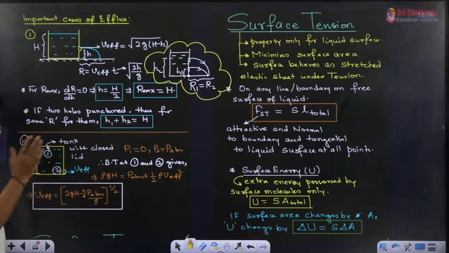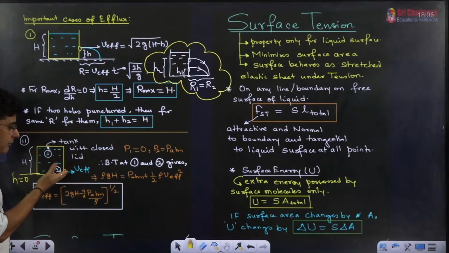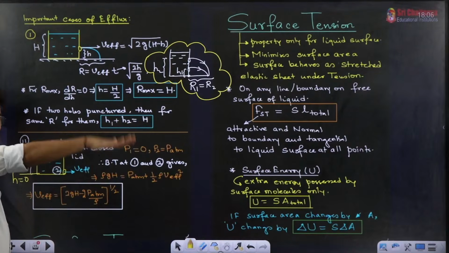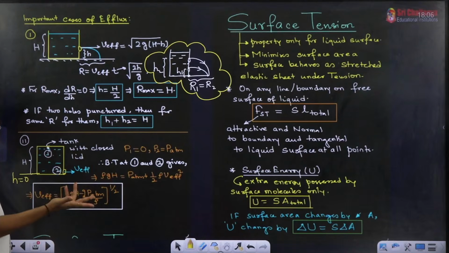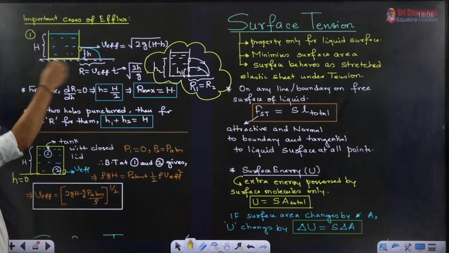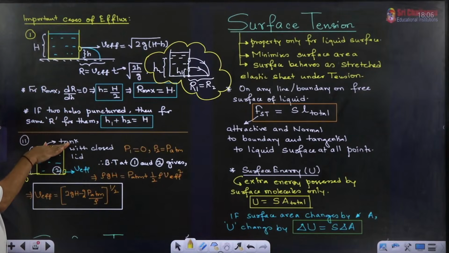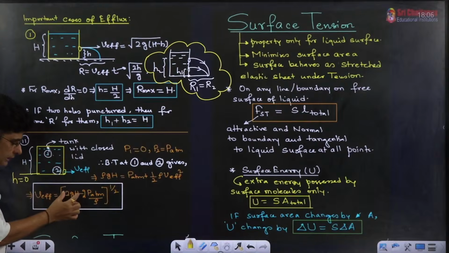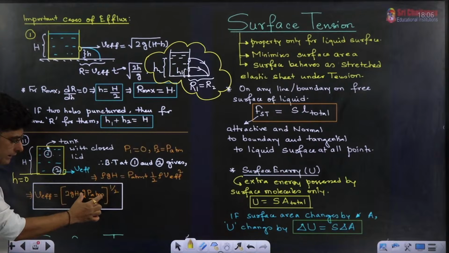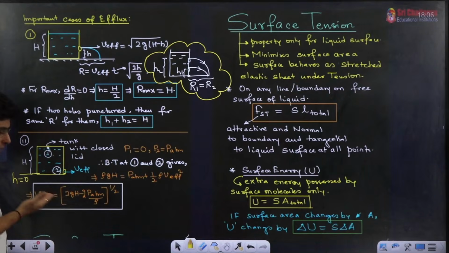2gh minus 2 P atm by rho, all to the power 1 by 2. You would have heard many times and seen also as a kid's experiment: puncture a hole in a can, put your hand on the top, and you will see that water stops coming out. In an open tank it is coming out, but if you close the top, you will see water stops. What is the condition that water will stop? V efflux will either become 0 or unreal. For that, 2gh should be less than or equal to 2 P atm by rho. If 2gh is less than 2 P atm by rho, then automatically the efflux will stop on closing the top.